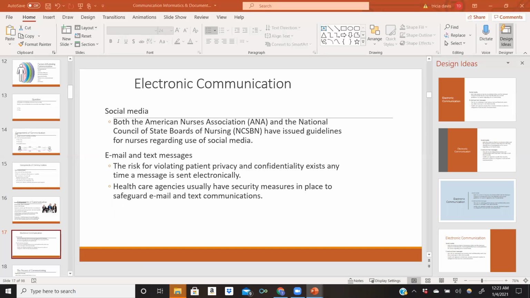In 2010, a majority of the State Boards of Nursing stated that they had received complaints regarding nurses who violated patient privacy by providing information or photos of patients on social media. The response from the Board of Nursing varied from just a letter of concern all the way up to a suspension of the nurse's license. So they do take this extremely seriously.